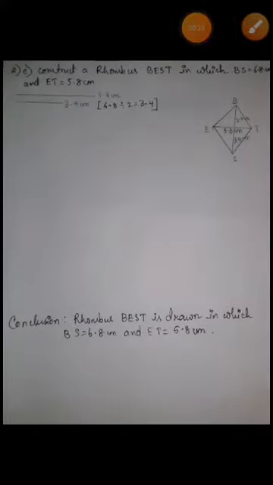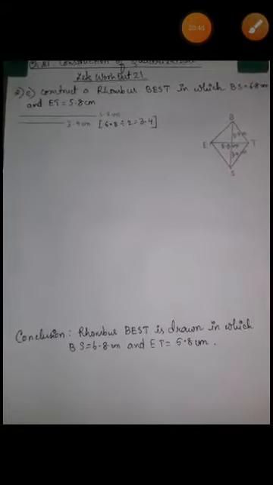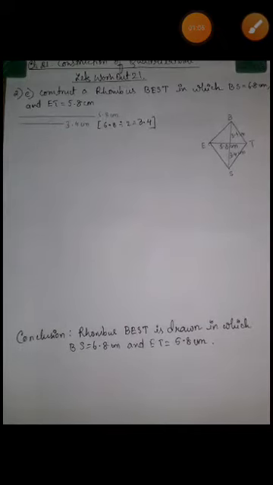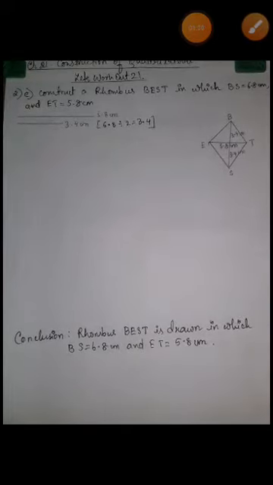We will have to construct a rhombus BEST in which BS equals 6.8 centimeter and ET equals 5.8 centimeter. Now children, before constructing the rhombus, let us once recall the property of the rhombus. You have studied that in a rhombus, all the sides are of equal length and the diagonals bisect each other at 90 degrees, right? This property you have studied previously. Now using that property, we are going to construct the rhombus.